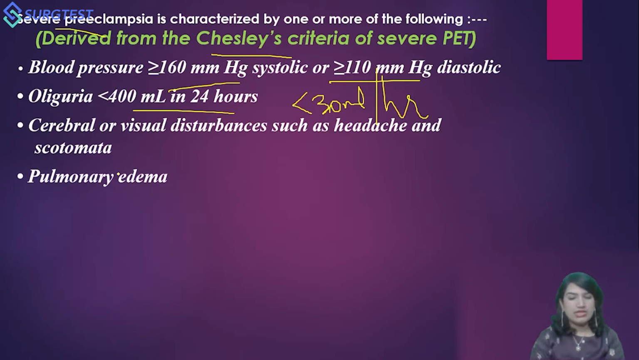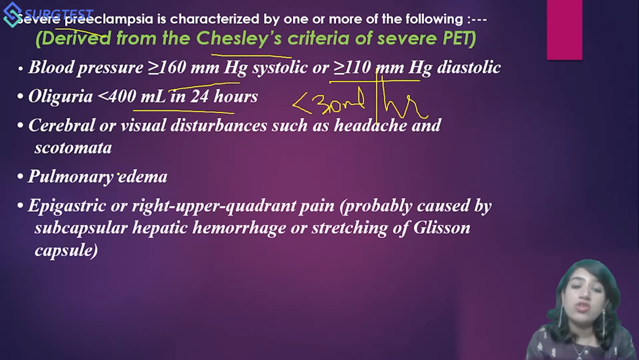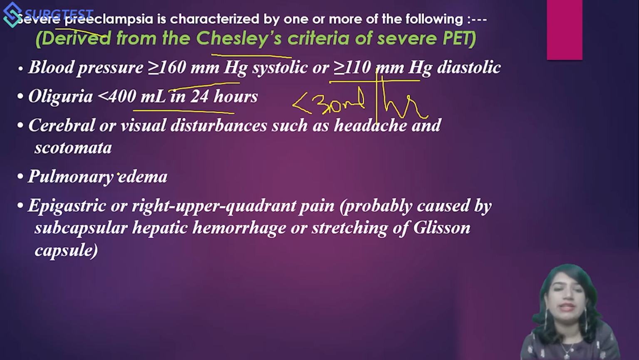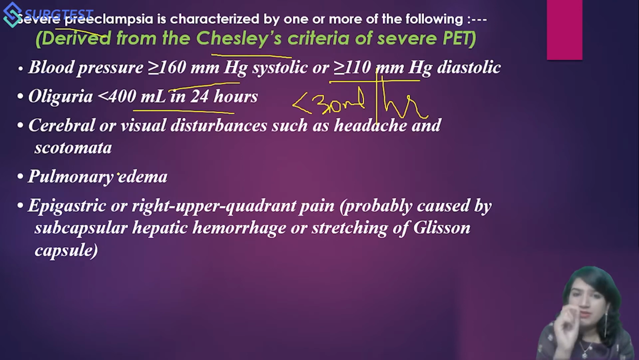Next is pulmonary edema. Epigastric or right upper quadrant pain. Yes, this is a very important and a clinching sign which tells you that there might be a subcapsular hepatic hemorrhage or even stretching of the Glisson's capsule, and the woman complains of persistent right upper quadrant pain. So sometimes it just slips out of your diagnostic criteria. You confuse it with labor pains or anything like that. But if pain is specifically located to right upper quadrant, or epigastric.